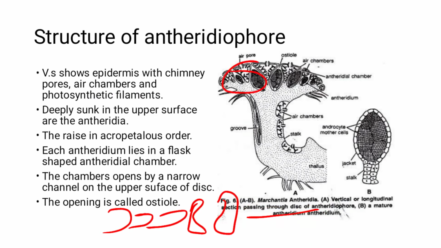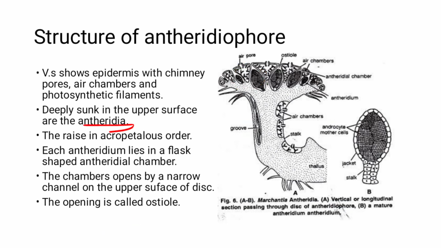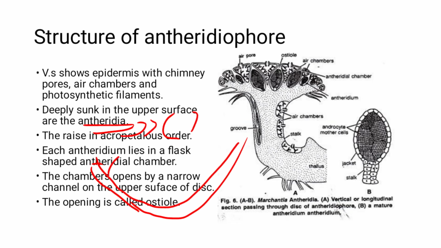Just below the air pores, you can find a large air chamber. Just below the epidermal region, you can find a large air chamber, which is filled with air. If this is the epidermis, this is the air pore. On the lower surface of the air pore are the air chambers, and the basal surface of the air chambers develops a number of filamentous structures. This filamentous structure is green in color. These are chlorosynthetic in nature. They undergo photosynthesis.